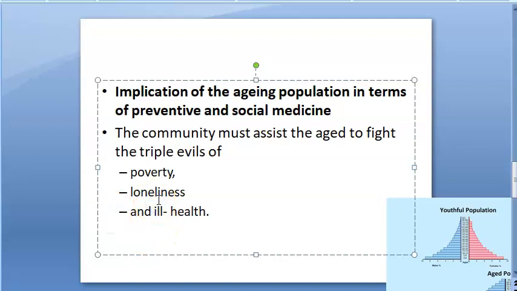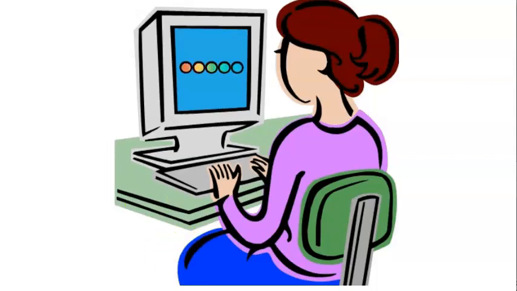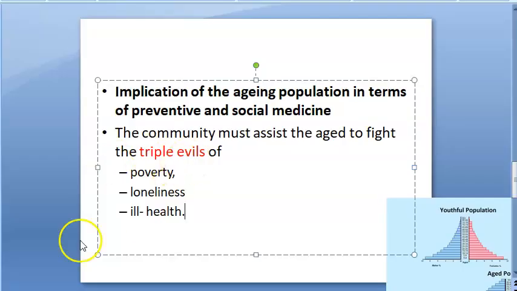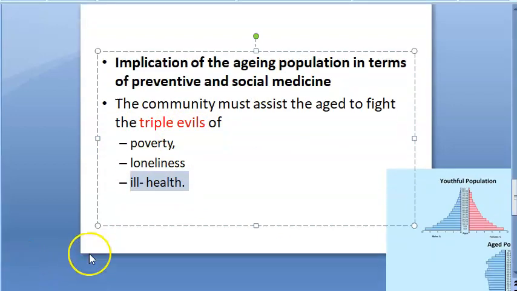They have to tackle these triple evils. What are the triple evils they have to tackle? Poverty, loneliness, and ill health. Which one are you more scared of when you are old? I would be scared of this one. Ill health. Okay.